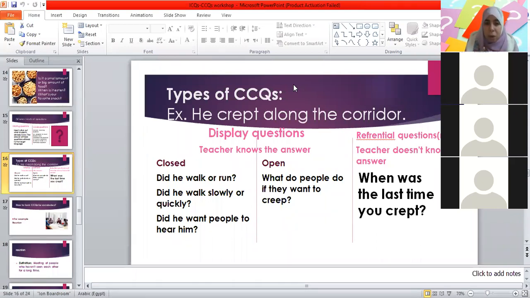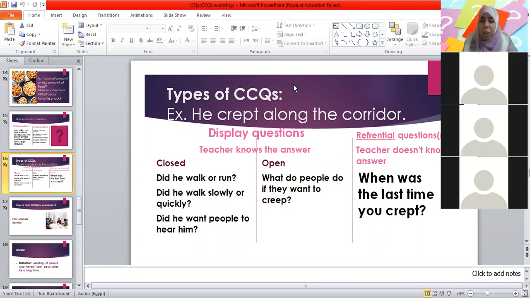So open, what do people do if they want to creep? Here we have different responses from different answers. Open WH questions, but both of them are display questions because the teacher knows the answer. And what students do, the action, I know what they will do. They will move slowly, quietly. He may raise his foot. And he will do that in a way that, of course, the teacher knows, because the teacher knows the meaning of creep or the best form of the verb.